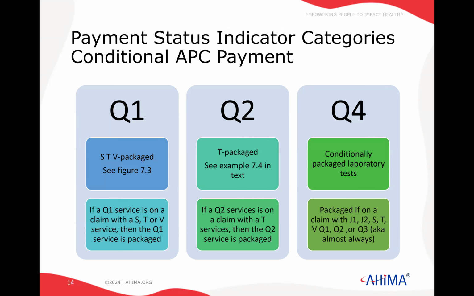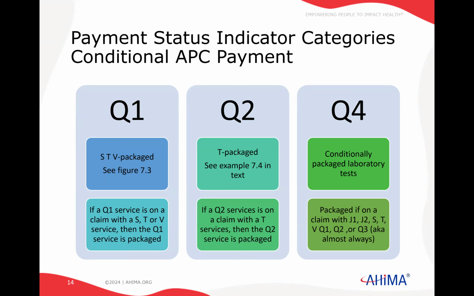Conditional APCs provide payment when certain criteria are met. If the conditions aren't met, the payment is packaged with another service. And you can see this here, the STV package that's described in figure 7.3 in your text, the T package, which is described in example 7.4 in your text, and the conditionally packaged laboratory test. Notice that all these things have criteria that fall under each example.